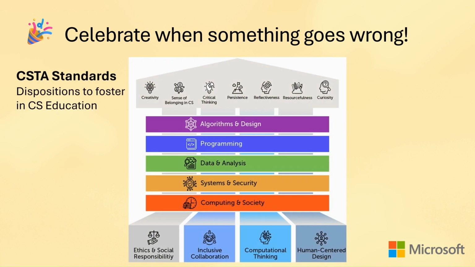The Computer Science Teachers Association, or CSTA, has just released the new CS Standards update. And part of these new standards include a set of student dispositions to foster. Problem solving and debugging directly correlate to dispositions of critical thinking, using logic to narrow down the problem scope. Persistence, trying different solutions. Reflectiveness, thinking about how they might write the code differently, and resourcefulness, using different approaches to troubleshoot.